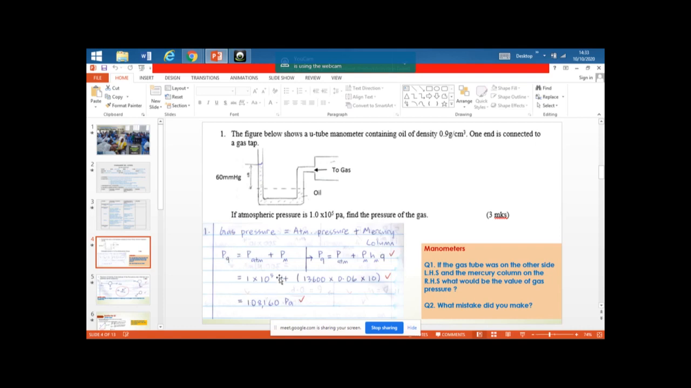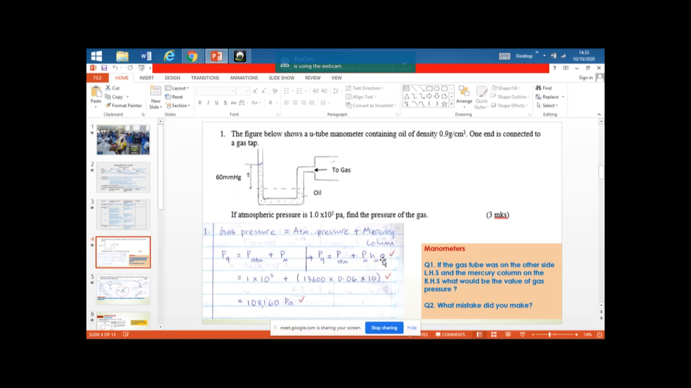Then, how do we simplify that further? The pressure due to the gas is unknown. It remains a blank on this side. The atmospheric pressure is given as 1 times 10 power 5. It comes here as pressure due to the atmosphere, plus the pressure due to the mercury column. And pressure due to mercury is given as rho hg: the density times the height in meters times the gravitational constant, which is 10 for high school.